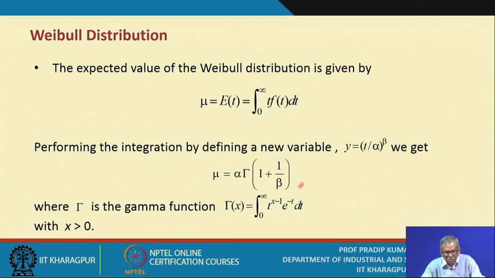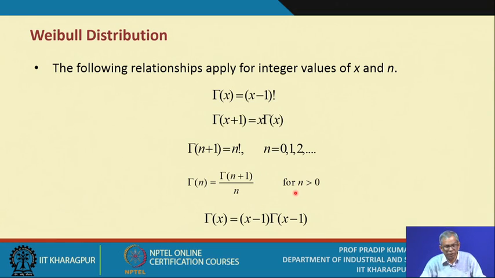So, this is the expression for the mean, where the gamma function is given by, as you already know, gamma(x) is nothing but the integral from 0 to infinity of t to the power x minus 1 times e to the power minus t dt, with x greater than 0. Is it okay? So, that way we define the gamma function. Just remember that this mu value is alpha times the gamma function of 1 plus 1 upon beta. Beta we have already defined.